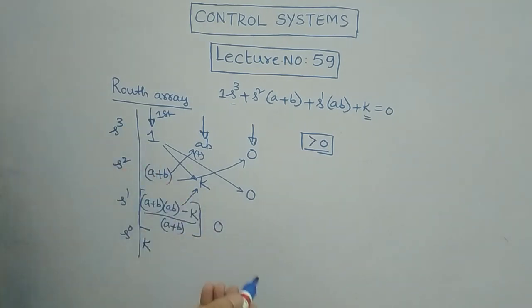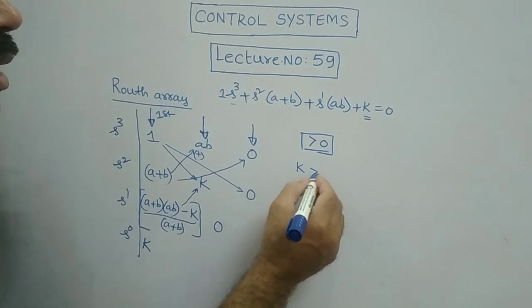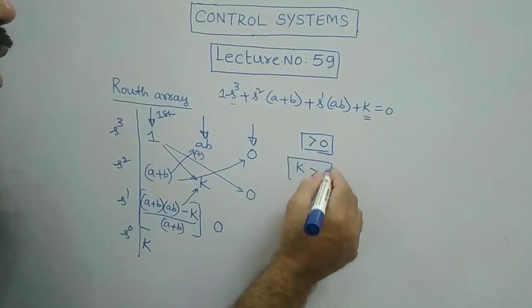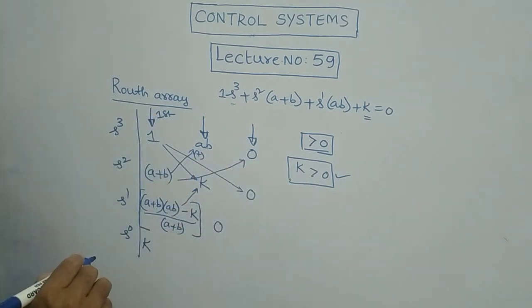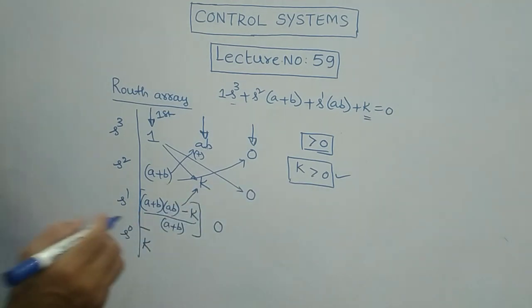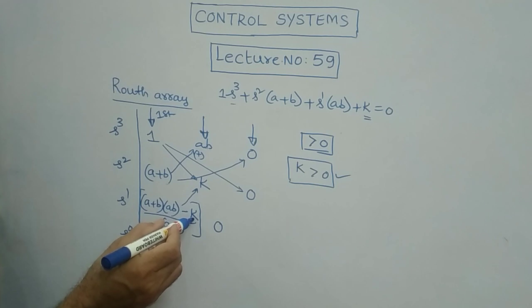all the first elements must be greater than 0. As per that, your K must be greater than 0, because all elements must be greater than 0. As per that rule, your K value must be greater than 0. That is one condition. And now, take this value. Take this one because it is involving K here.